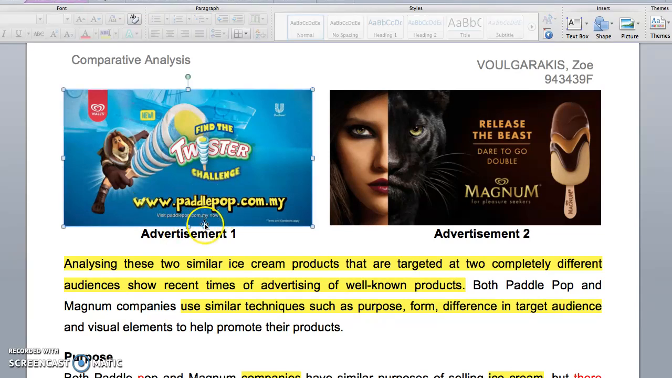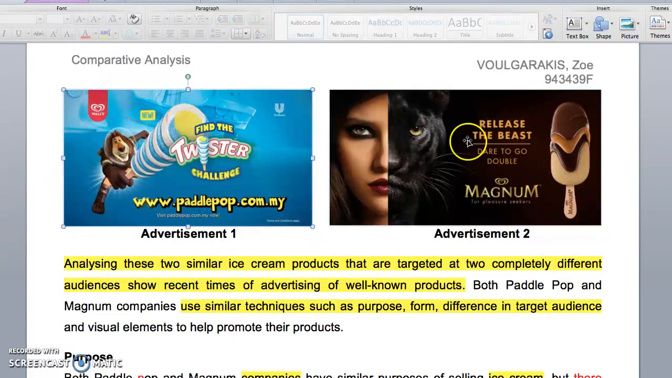"Visit paddlepop.com.my now!" So again, you've got this use of command language that is really pushing and challenging their audience to get interactive with this. Again, this ties in with the target audience of pre-teens and this very computer savvy generation.